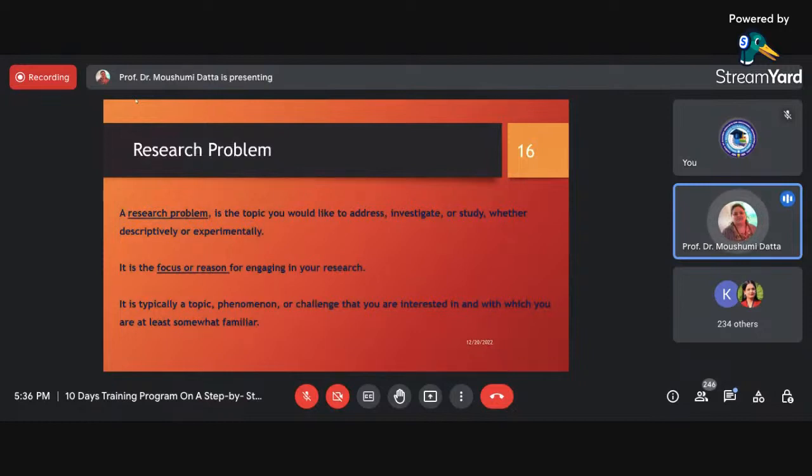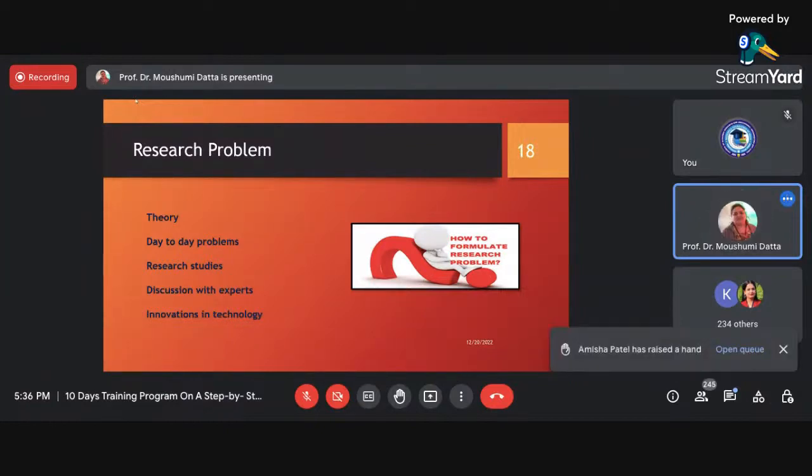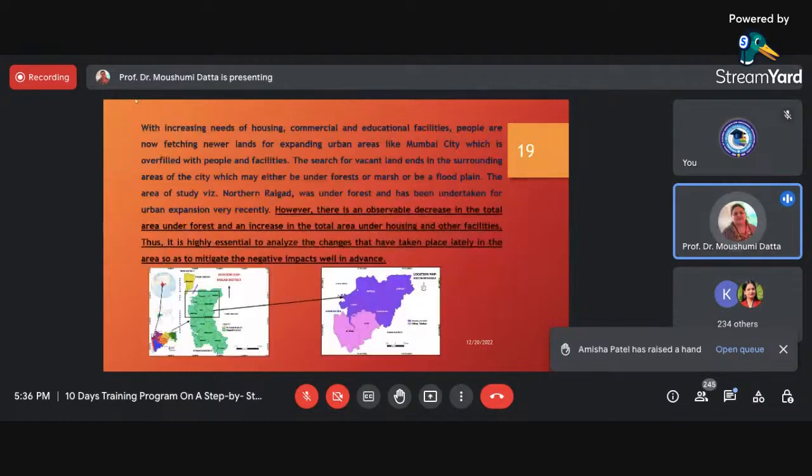This is the same thing, research problem. So research problems can be found anywhere. If you are coming from science, it can be from theory, or if you are a social scientist, you can look into day-to-day problems. It can come from research studies, discussion with experts, or innovations in technology.